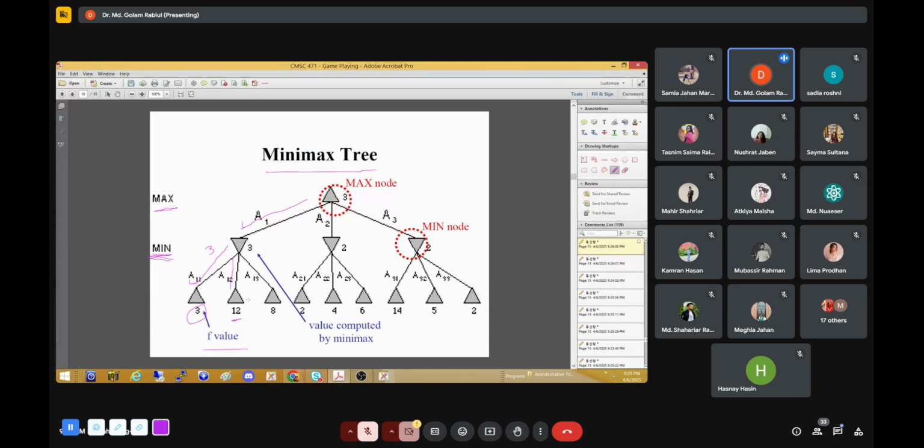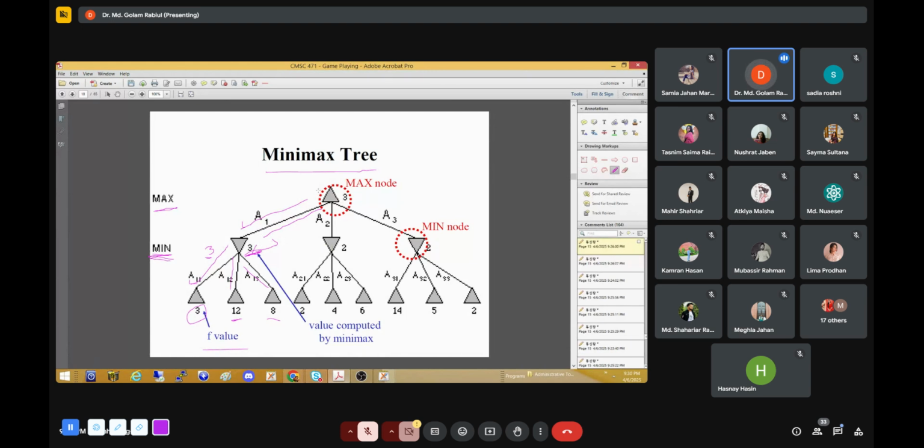Now it will explore another node, that is 8. And then it will compare the 8 with this 3, and again, which one is minimum? Minimum is 3. So it will keep this 3 here. So that means from this branch, it will find out the minimum, that is 3. Now, according to our depth first principle, it will move here and try to find out another branch.